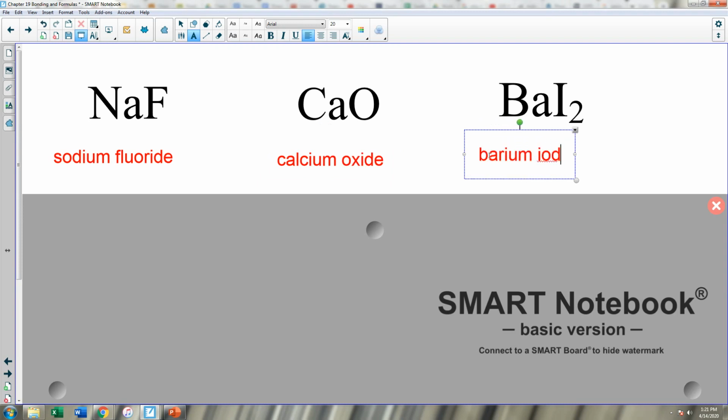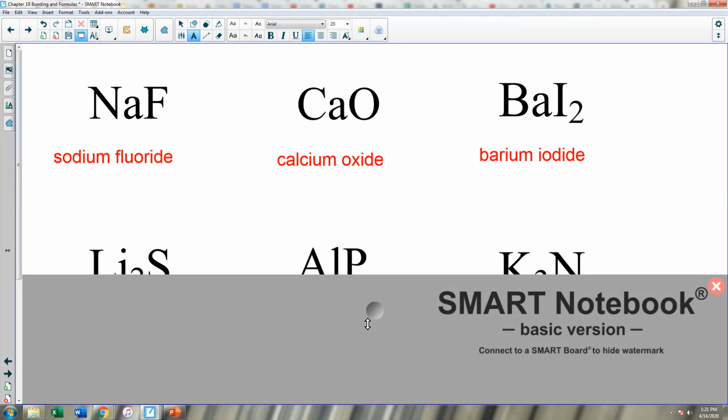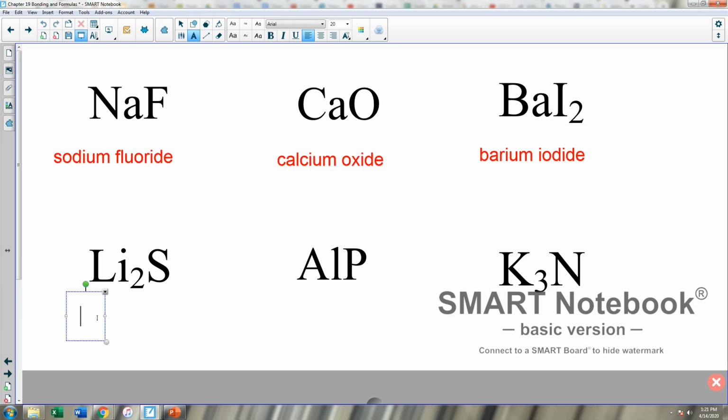This one's one of my favorites. Barium iodide. That's what you tell the undertaker. Barium iodide. Okay, that's terrible. I know you're laughing at home.